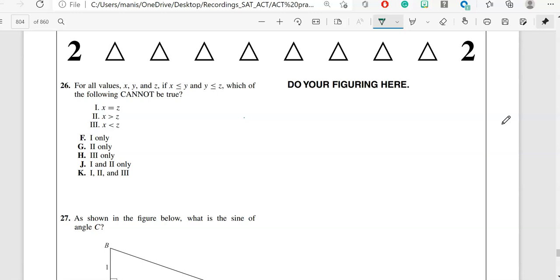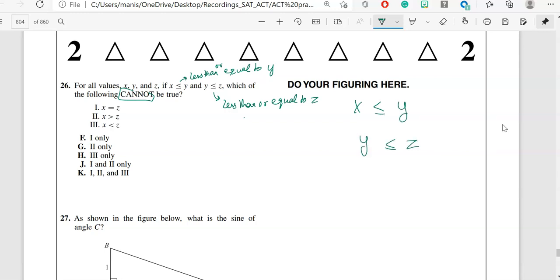For all values x, y, and z, if x is less than or equal to y, and y is less than or equal to z, which of the following cannot be true? So we have x is less than or equal to y, and then we have y is less than or equal to z. Now from this what I came to know is if x is less than or equal to y and y is less than or equal to z, then what happens between x and z?